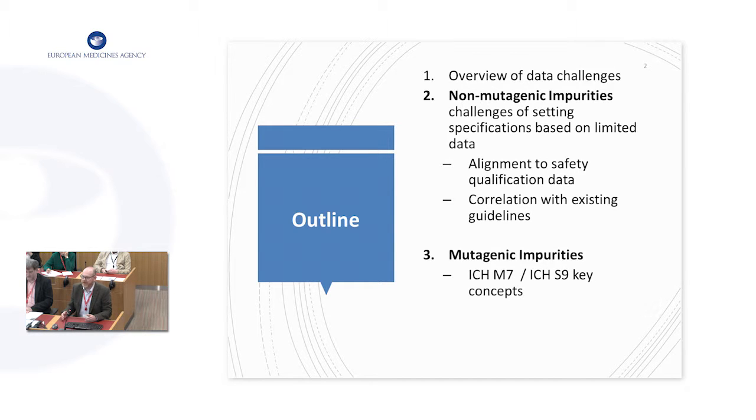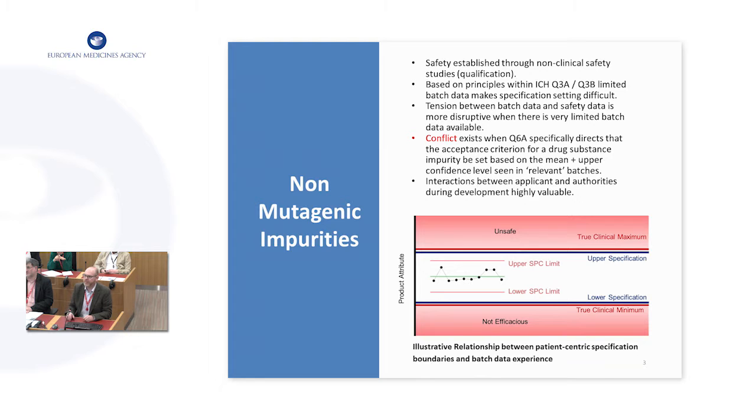And then I'll talk about mutagenic impurities, both in terms of ICH M7, but also the concept of ICH S9 as it relates to the patient populations, particularly in the context of what I'm talking about today, which is an oncology drug. You'll notice I haven't got anything on there about solvents and elemental impurities, and there's a good reason for that, because I don't see either of those 2 areas as a significant challenge when we're talking about accelerated development. It's really the non-mutagenic impurities and the qualification, and how we manage mutagenic impurities, that are the key areas.